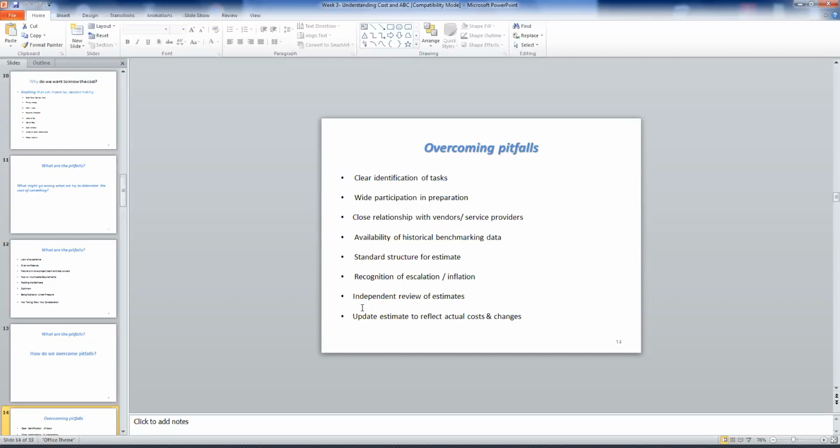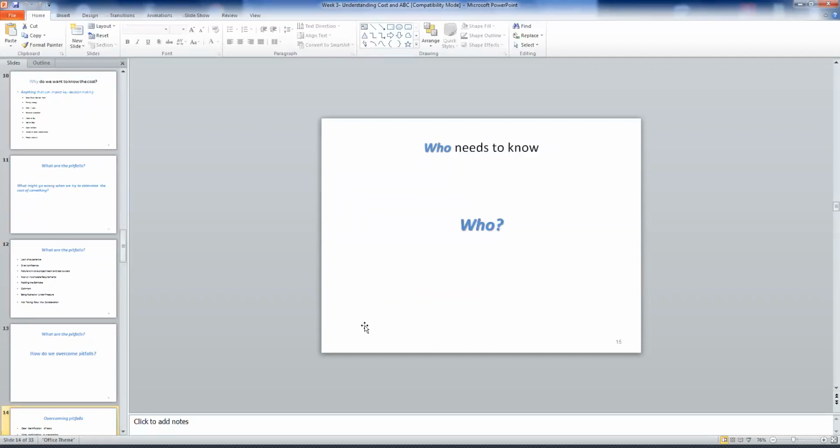And it's also helpful sometimes to have an independent review of our estimates. And then we want to update our estimates to reflect actual cost and changes. So let's not view this as a journey of perfection. Let's view this as a journey of continually improving, understanding things, and then being open-minded that things change.